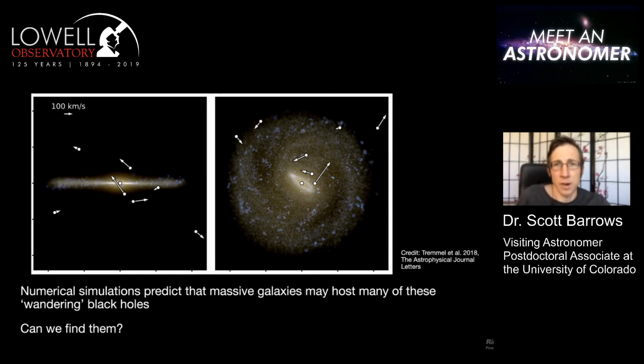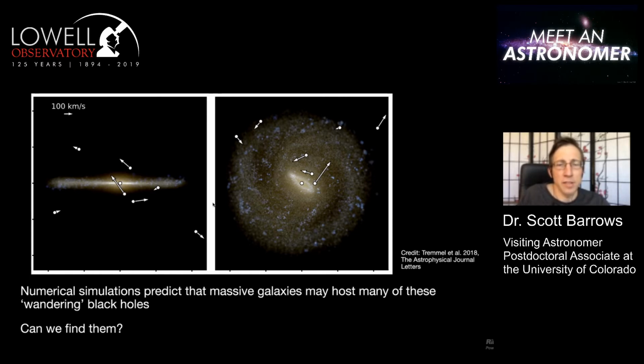Now, keep in mind, we can of course only observe the ones that are active, that are bright. So there may be many more that are orbiting within massive galaxies that we just can't see, and that's what these simulations are showing here. The arrows are just showing the instantaneous direction that the black hole is moving in the simulation, and these two panels are showing just different orientations, viewing angles of the galaxy.